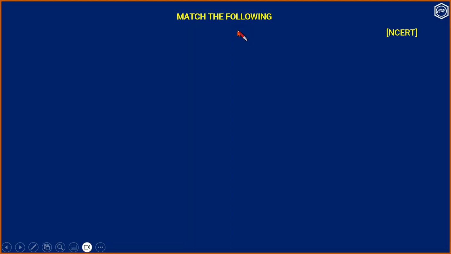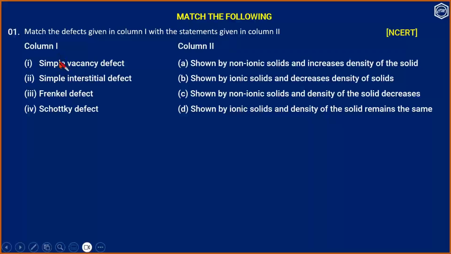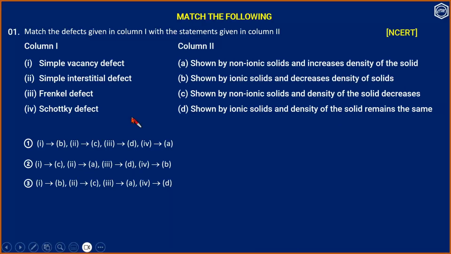Now consider some matching type questions. Question 1. Match the defects given in column 1 with the statements given in column 2. Column 1: vacancy defect, interstitial defect, Frenkel defect, Schottky defect. Column 2: options 1, 2, 3, 4. Vacancy defect is shown by non-ionic solids, and the density of the solid decreases.